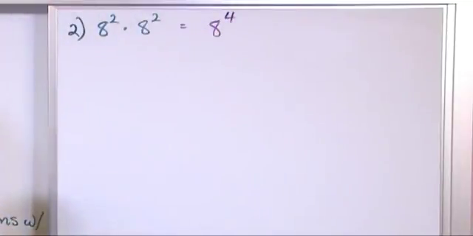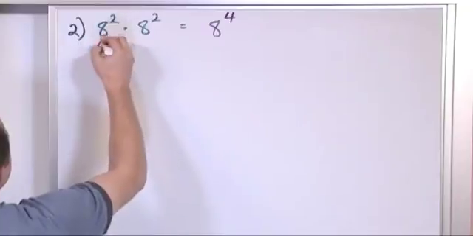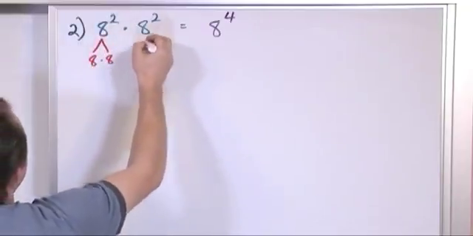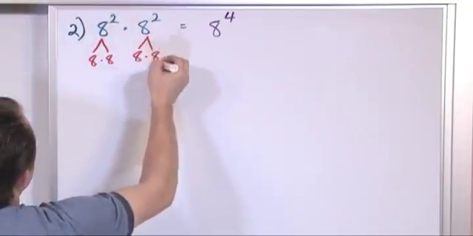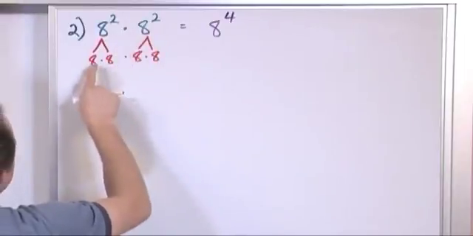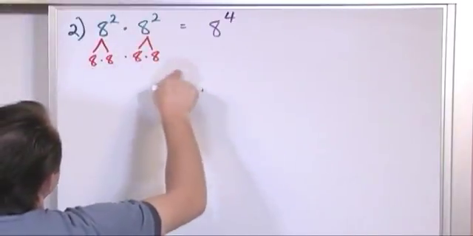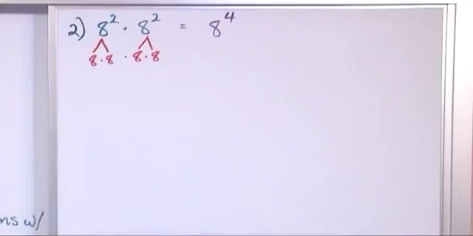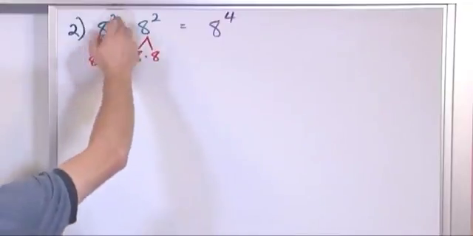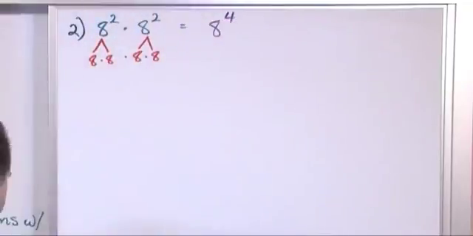Again, the reason this works is because this can be written as 8 times 8, and this can also be written as 8 times 8, and they're multiplied together. So in the end, I'm just counting 1, 2, 3, 4. They're all multiplied together, so 8 raised to the 4th power. If this was a different base, it would be a totally different problem, and I wouldn't be able to combine them like that.